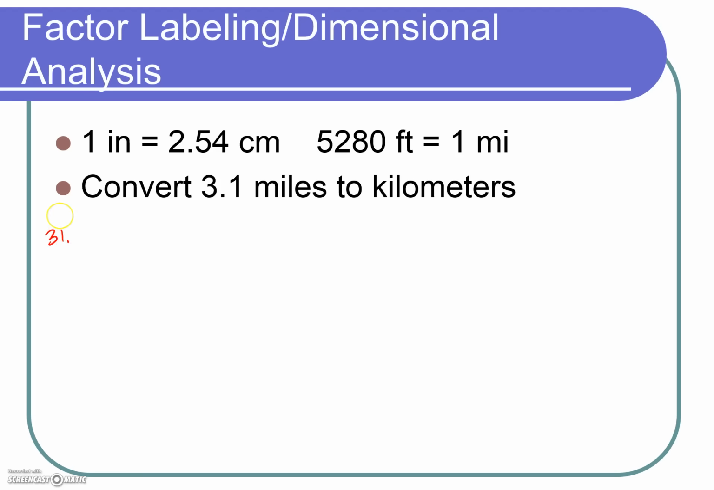We start with 3.1 miles. And if it helps you, and this part isn't required, put it over 1, it helps keep all of your things organized. Then a multiplication sign and a line. If our unit is miles here, we're going to put miles in the denominator, and we're going to convert it to something. In this case, I have a conversion from miles to feet. So I have that 1 mile is 5,280 feet.